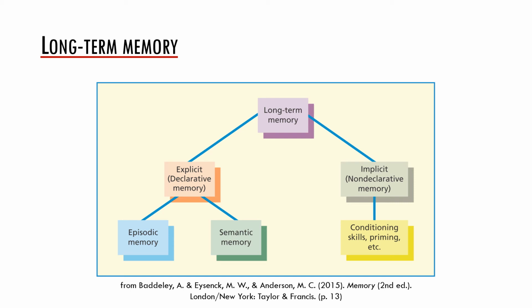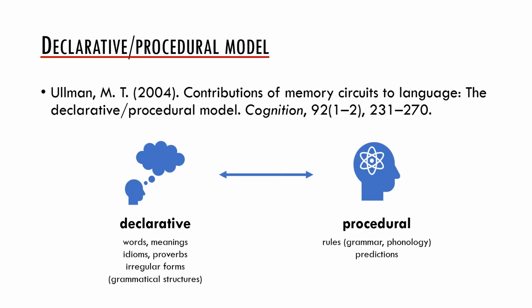The explicit or declarative memory is further divided into episodic and semantic memory. Episodic memory is reserved for individual experiences, whereas in the semantic memory we store the knowledge of the world. The distinction between explicit and implicit memory is quite important from the linguistic point of view. According to the declarative procedural model, which has been proposed by Michael Ullman, the declarative and procedural memory are crucial for two aspects of language. In the declarative or explicit memory, we store words, their meanings, idioms, proverbs, and also irregular forms.